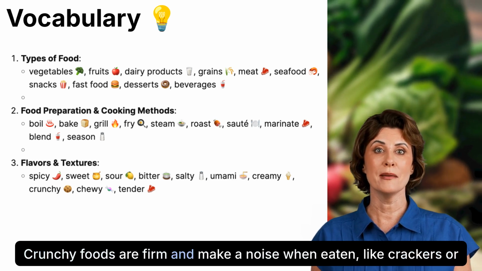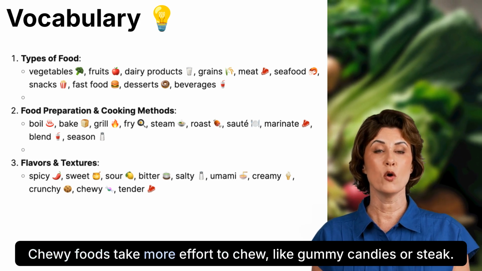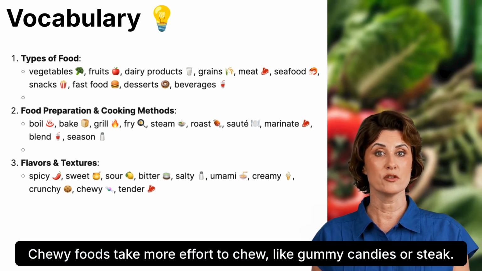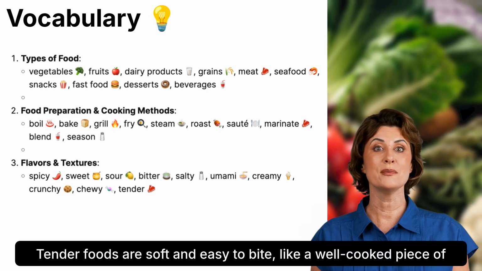Crunchy foods are firm and make a noise when eaten, like crackers or chips. Chewy foods take more effort to chew, like gummy candies or steak. Tender foods are soft and easy to bite, like a well-cooked piece of meat.